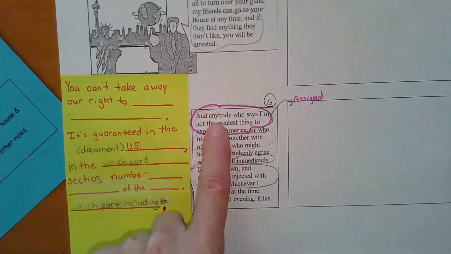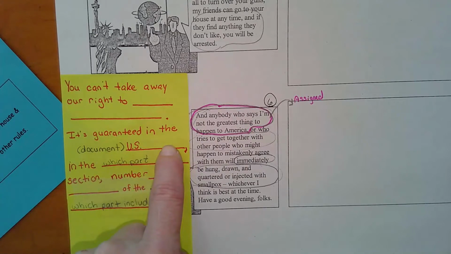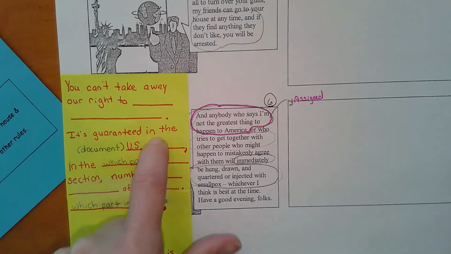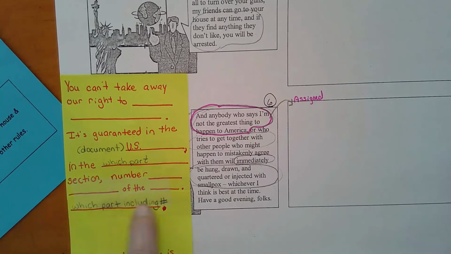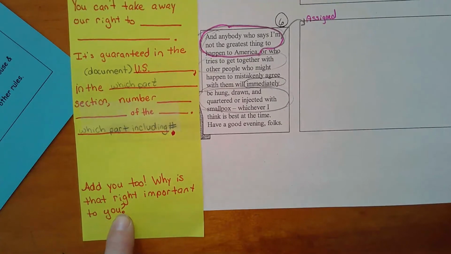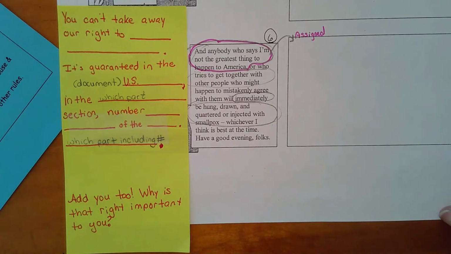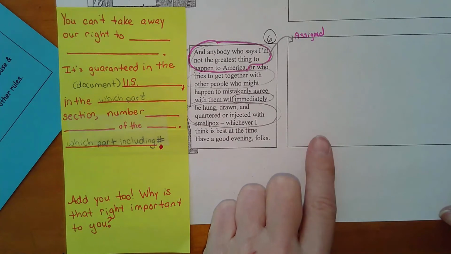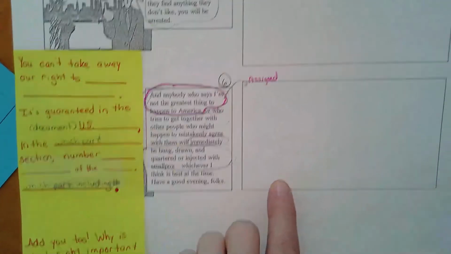Which one is he trying to do here? That right is guaranteed in the U.S., some document, in the part of that document, section, number, whichever, of the whatever you call that part. And again, why is that important to you? Why is it that if you disagree with the government, you should be able to say that you disagree with the government? Little sass, little attitude, perfectly fine. Possibly a little drawing to help you out.